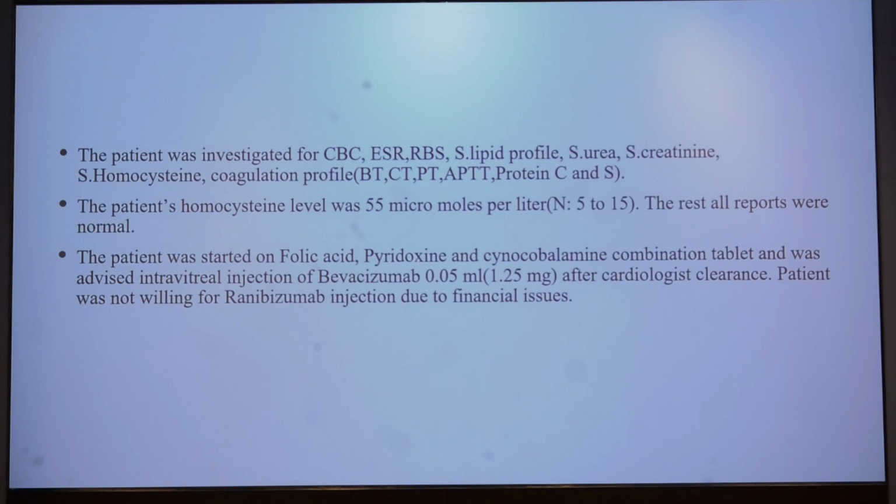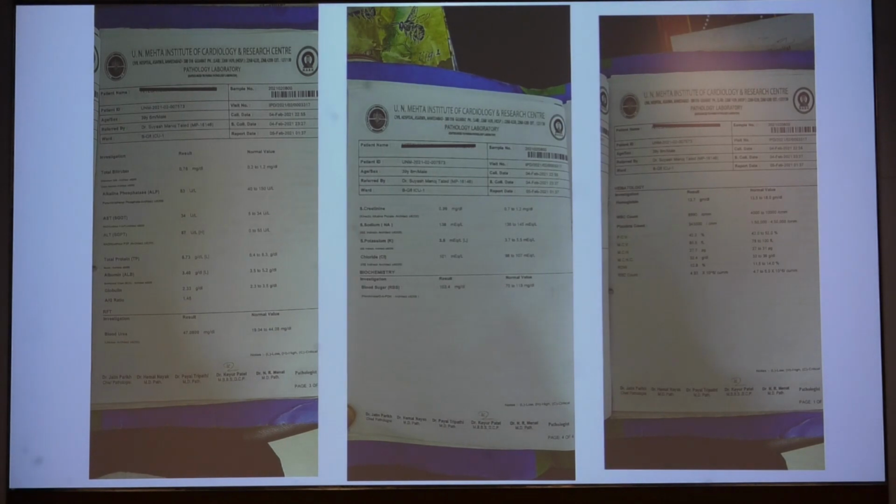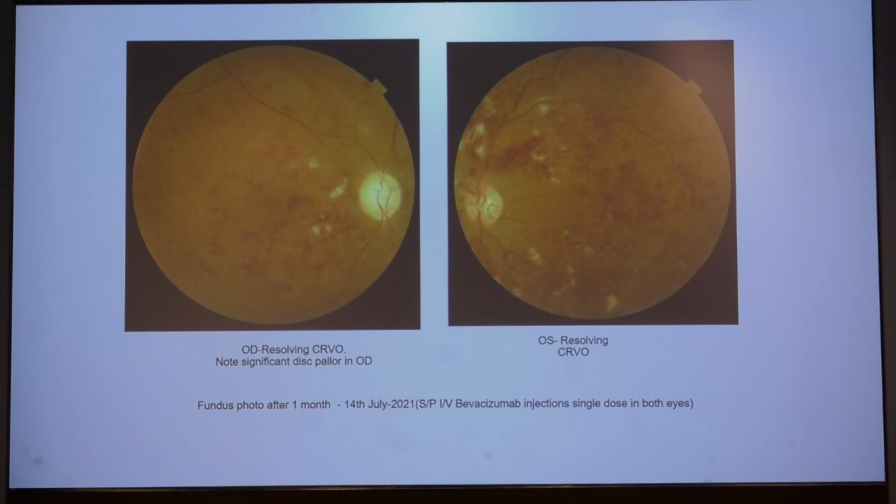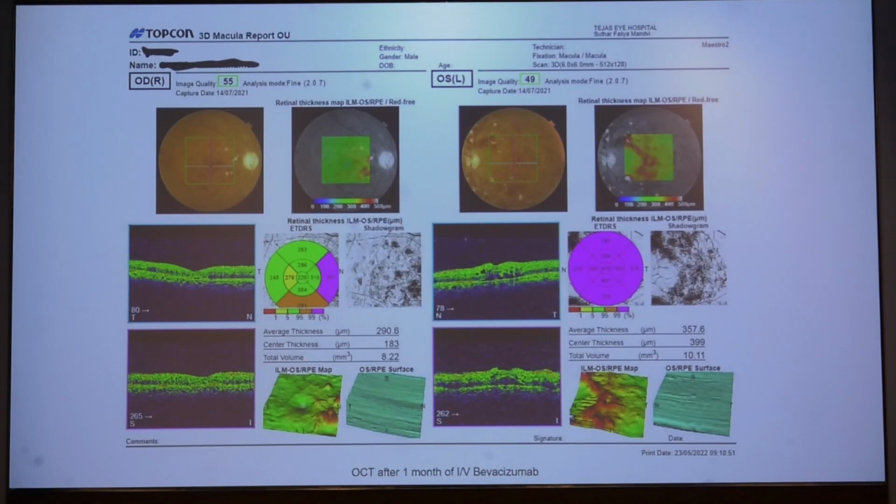The patient was started on a folic acid, pyridoxine, and cyanocobalamin combination tablet and was advised intravitreal injection of bevacizumab after cardiologist clearance. The patient was not willing for ranibizumab injection due to financial issues. This is the cardiologist's report. After 1 month, the OD is showing resolving CRVO, with a note that there is significant disc pallor. OS is also resolving. So the patient was advised a second dose of bevacizumab in both eyes.